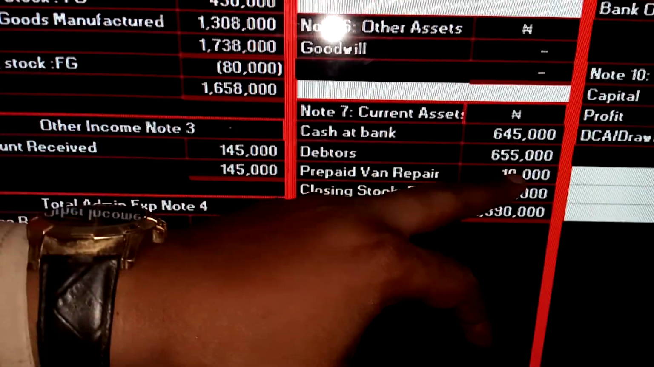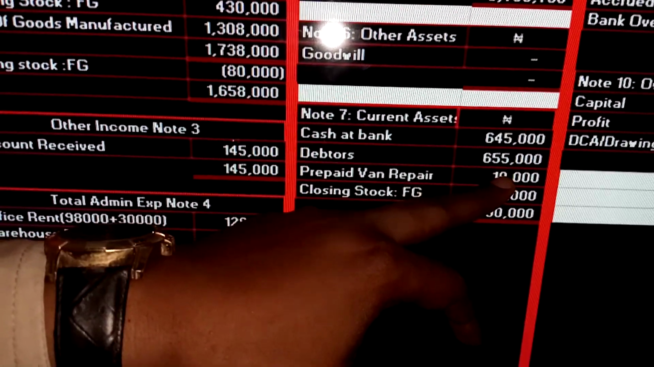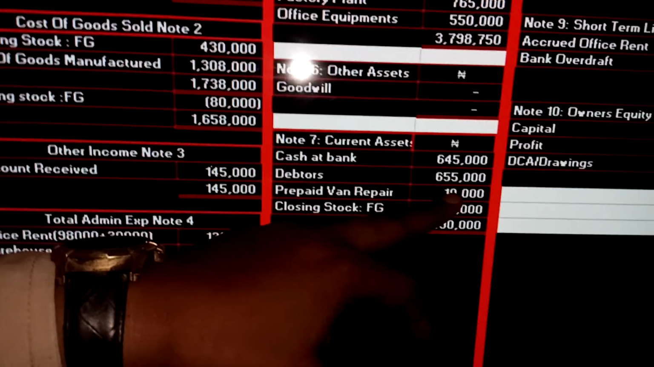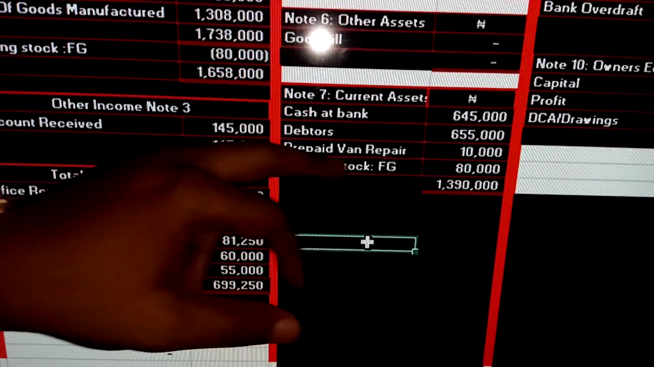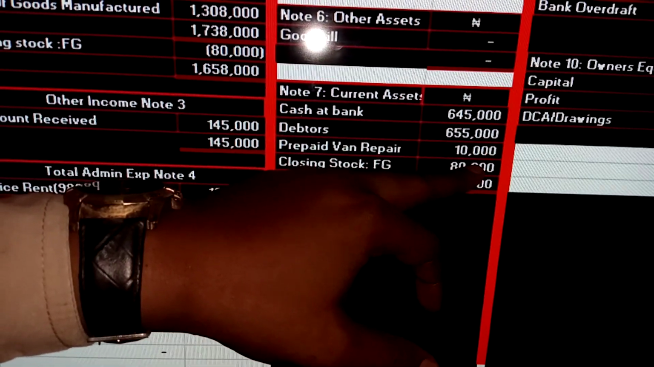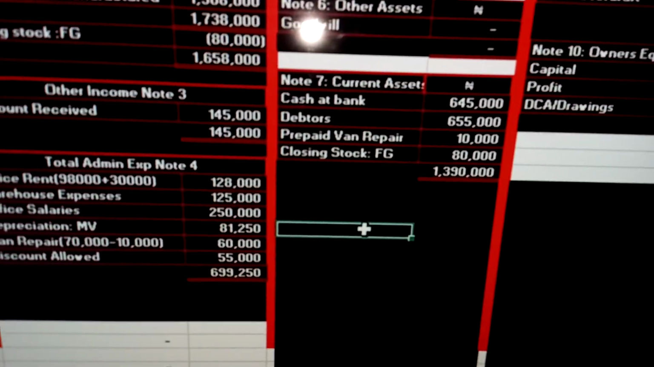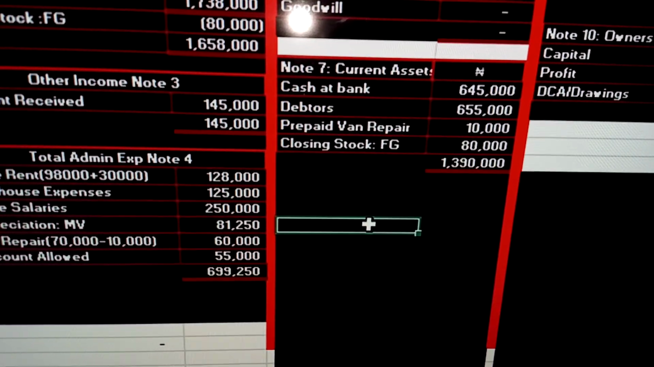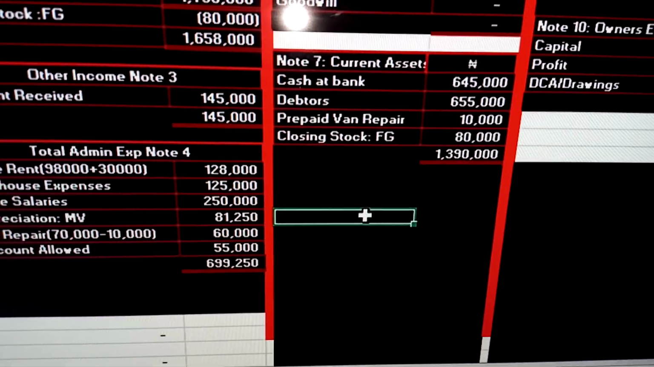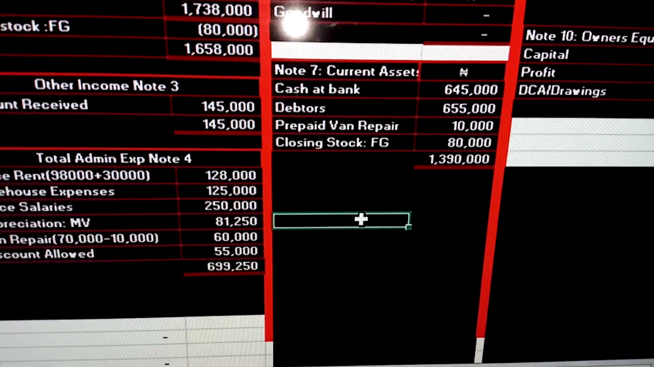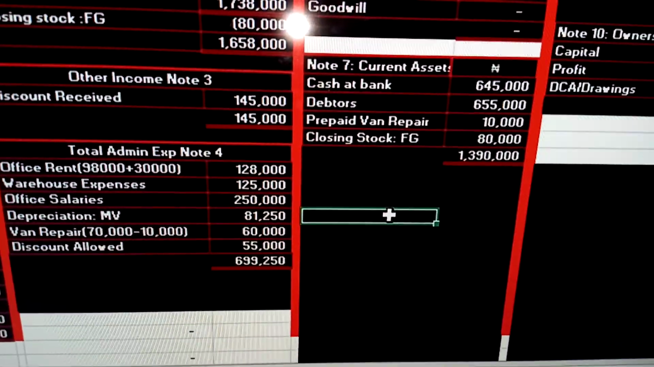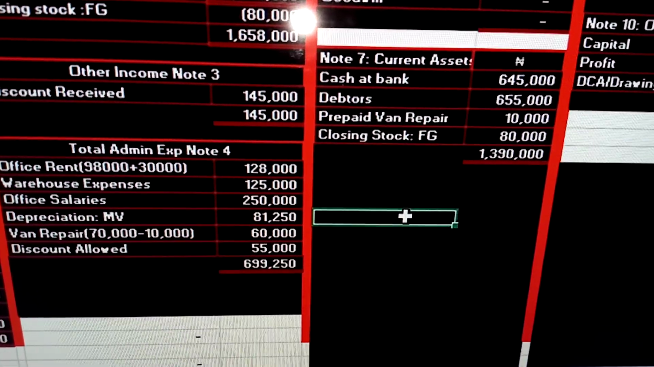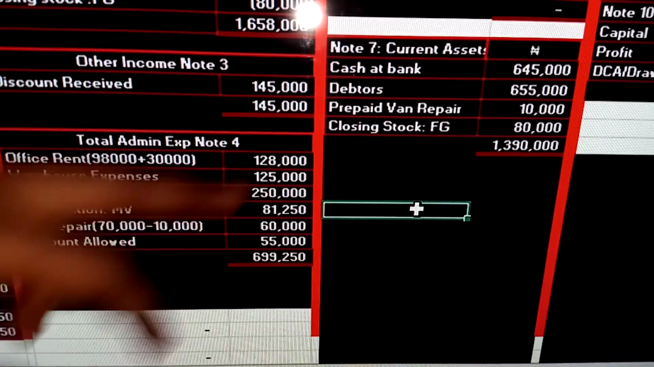Prepaid van. I told you when you prepay, you understand? That means the person you paid in advance is owing you. That's an asset. Debtors are asset. That's why you have it here. Then closing stock of what? Finished goods, 80,000. If the question gave you, question that will make you prepare your manufacturing accounts, you would have seen closing stock of work in progress, closing stock of what? Raw materials. They will also form part of what? Current asset. But in this question, the only one here is finished goods. So we have closing stock of finished goods at 80,000.